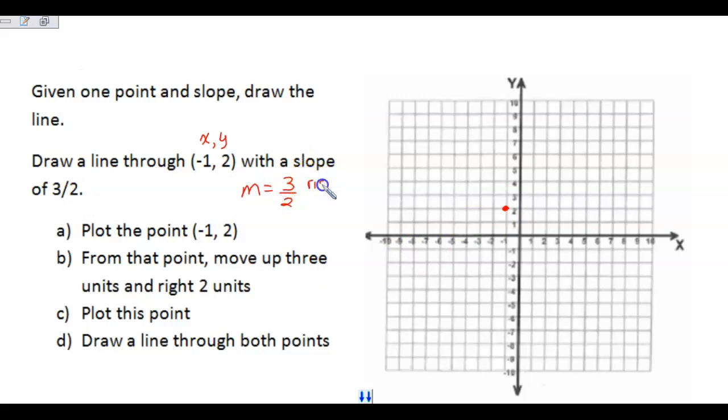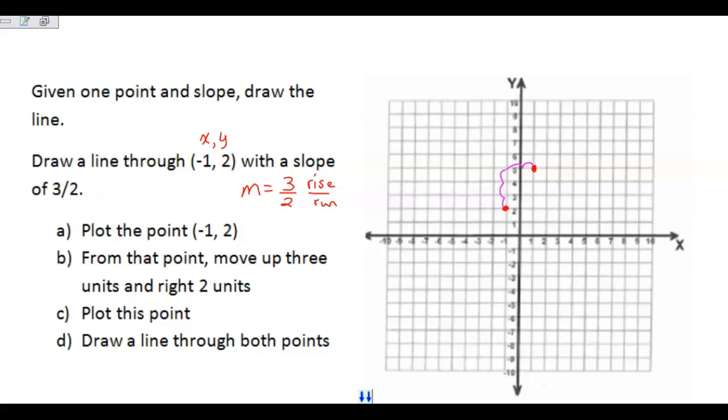Now I'm going to use my slope of 3/2. And remember, this is my rise and this is my run. So that means I'm going to go from this point up 3 and right 2. So I'm going to go up 1, 2, 3, and then I'm going to go right 2. 1, 2, and that means that my second point is going to be here. Okay, so I went up 3, rise 3, and ran 2. Because they're both positive, I went up and right.